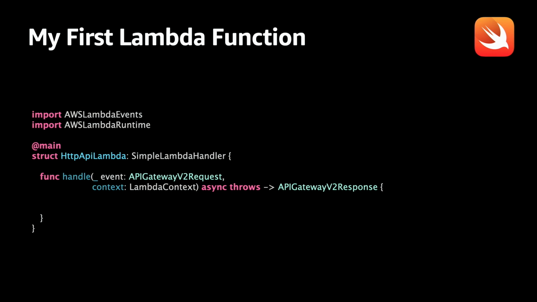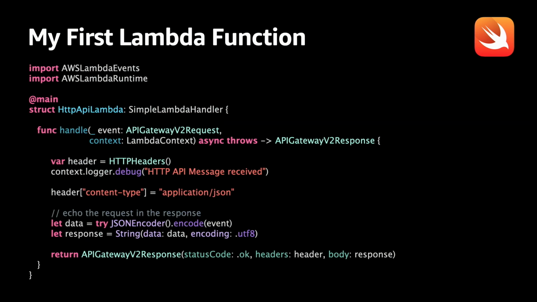The first one is the event that you receive from the service that will trigger Lambda, and the second one is the context. It's an asynchronous method. It might throw, and it has to return something. In my example, the event and the response are for API Gateway, but that depends on the trigger of your Lambda function. And then inside that function is your business logic. So you put whatever you want.